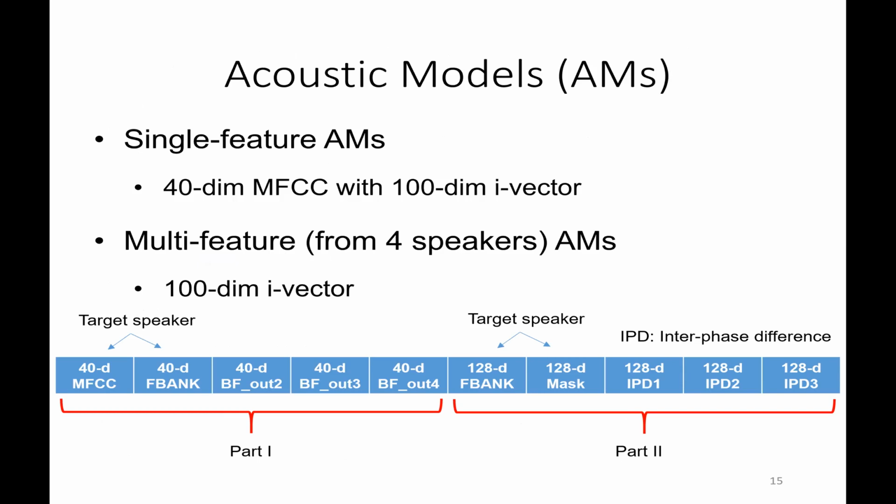For acoustic models, we design 2 types, namely the single feature AM and the multi-feature AM. The single feature AM uses the conventional 40-dimension MFCC feature with a 100-dimension i-vector. The multi-feature AM is our new invention. The motivation here is that we use not only the features for the target speaker, but also the features for the other 3 interfering speakers, including the beamformed features and IPD features.